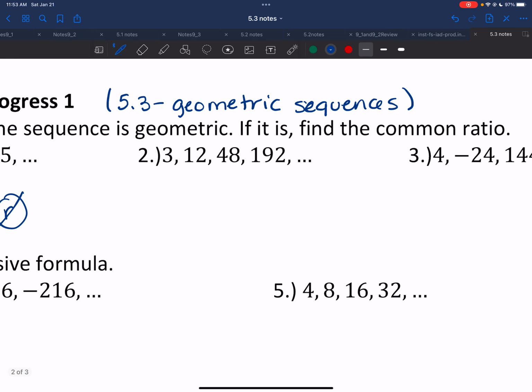On the next one, I'm taking a look and I see 3 and 12. 12 divided by 3 gives me 4. 48 divided by 12 gives me 4. And 192 divided by 48 gives me 4. So my ratio is 4. And yes, this is a geometric sequence.